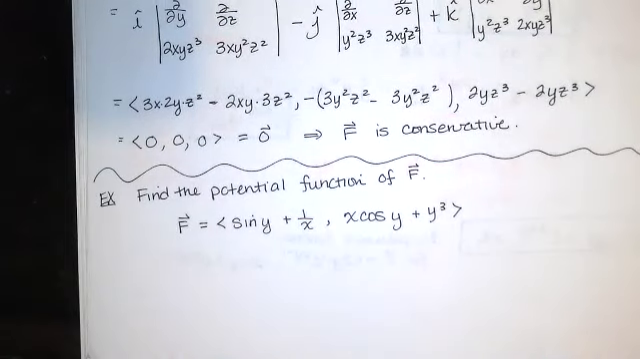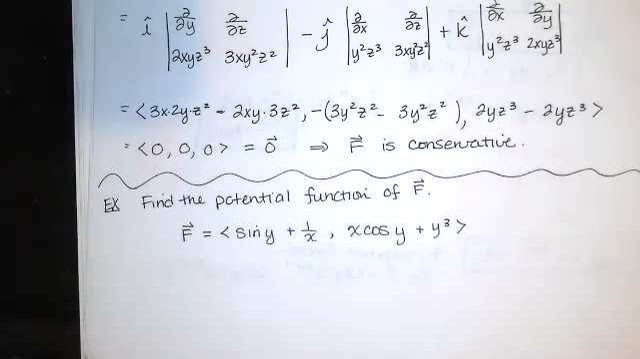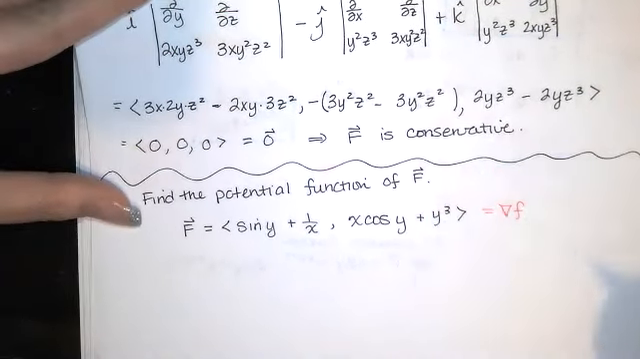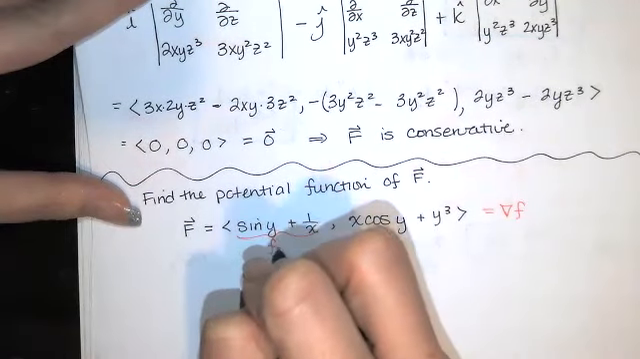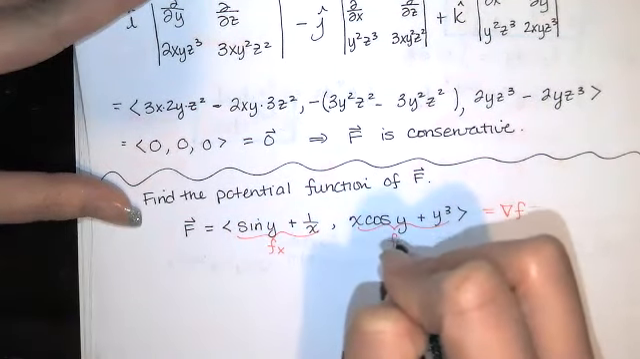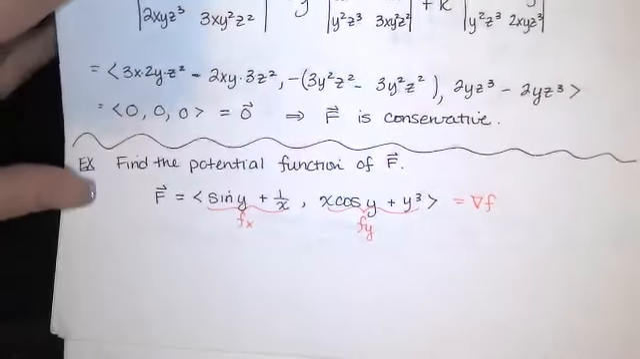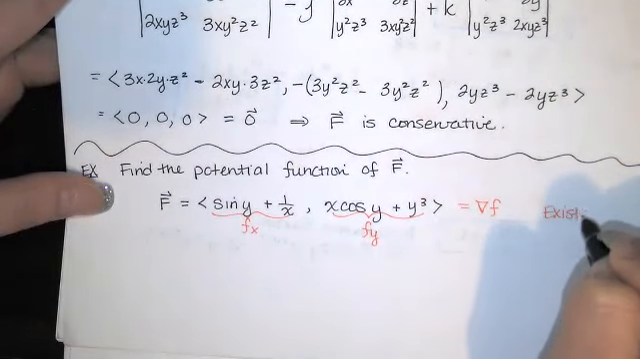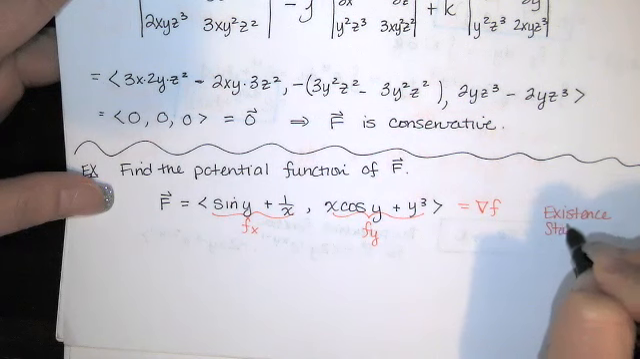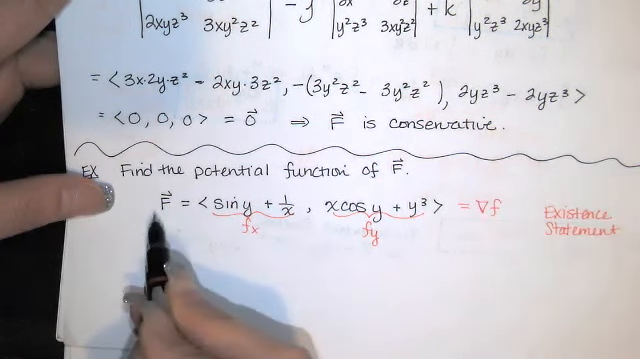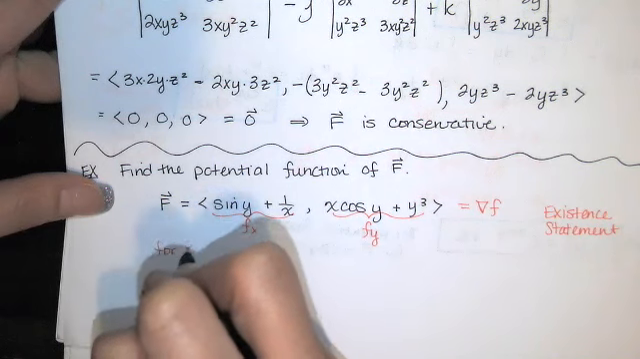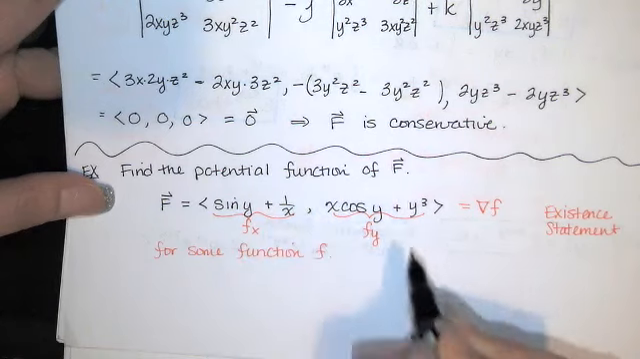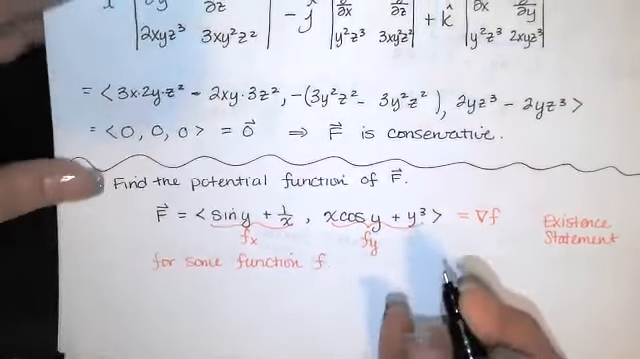Okay, well, just like before, if this field is conservative, then this equals the gradient of some function f. So this must be the partial of f with respect to x, and this must be the partial of f with respect to y. So we've got our existence statement. So f equals this for some function f.